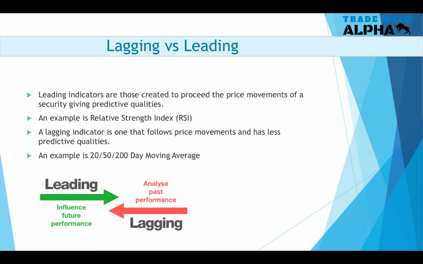Next, we have a lagging indicator. A lagging indicator is one that follows price movements and has less predictive qualities. So it's actually quite the opposite of leading, because the leading indicator gives you a bit more prediction, whereas the lagging indicator is showing what happened in the past. And based on the past, it's using that data to combine it into a way which is presentable. An example of a lagging indicator is the 50 or 200-day moving average.